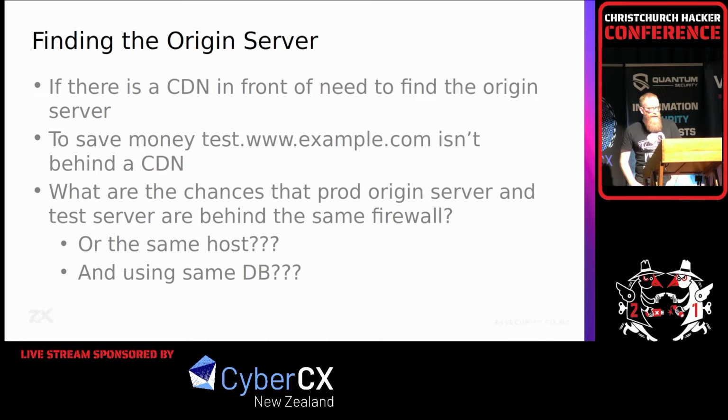So, this can be quite easy to find. For example, some companies will go, CDNs cost a lot of money, so we'll just put production on a CDN. Test, doesn't matter, we'll just have people directly hook into the server. So we'll find the test URL, not behind a CDN. What are the chances that the prod server and the test server are behind the same firewall? Yeah, that's pretty common. Same host, that's unfortunately also far too common. Same database, about the same. If it's on the same host, it's going to be on the same database. So we can attack the test server and we'll actually take production offline at the same time.